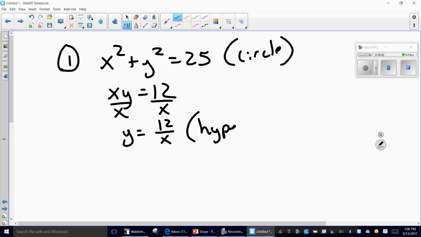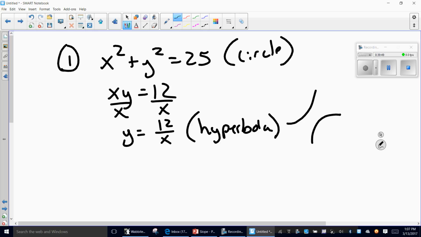It's a hyperbola, which means it's going to look something like this and something like that. Okay, that's what it's going to look like because it's a fraction and x is in the denominator. If x were in the numerator, then it would be linear. But because x is in the denominator, it's going to be a hyperbola.